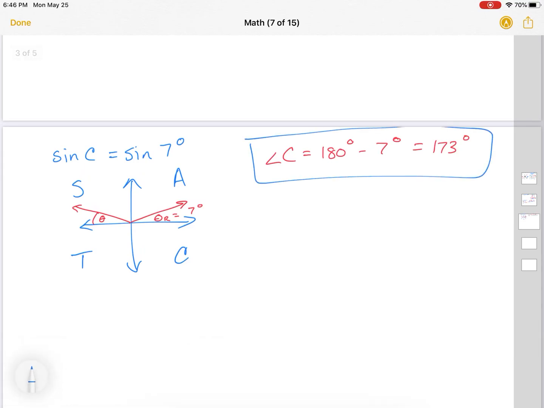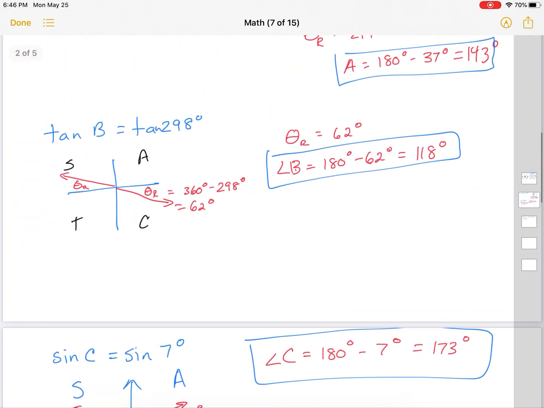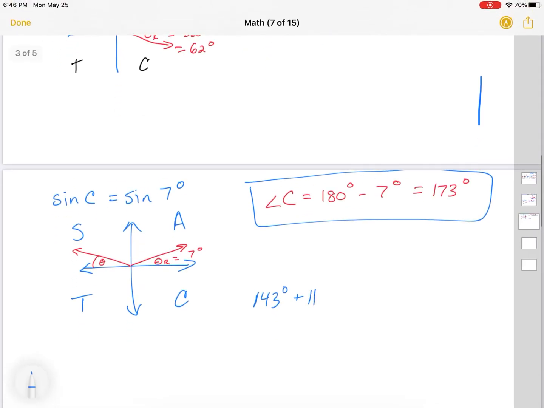So now I have all three. Let's just scroll back and see what I got. I have A is 143 plus B is 118 plus C, which is 173. So this is A plus B plus C, and they all add up to 434 degrees. Just making sure.